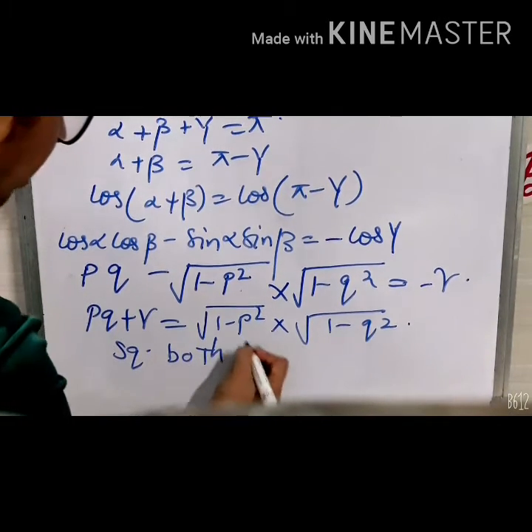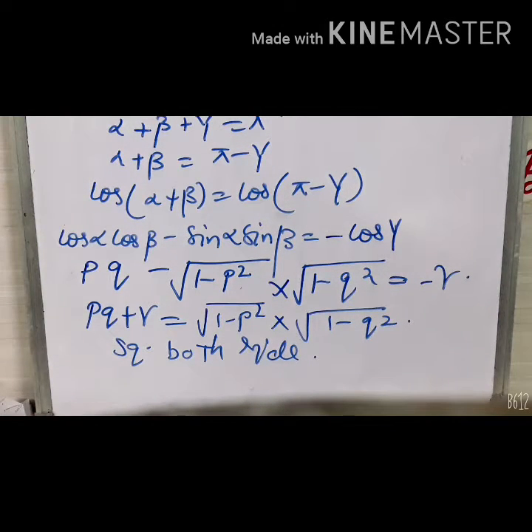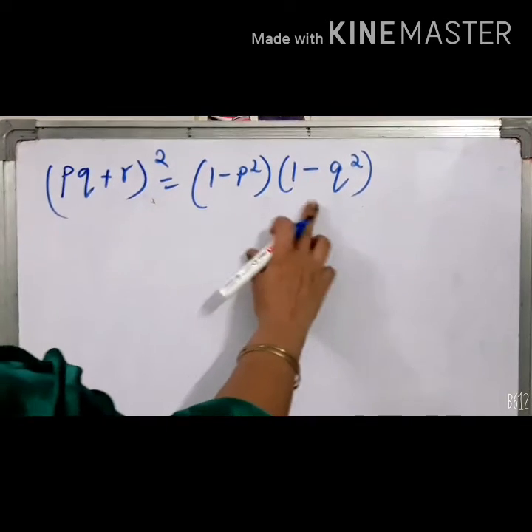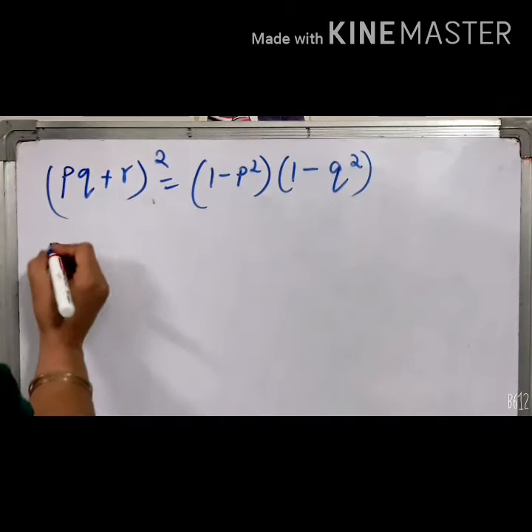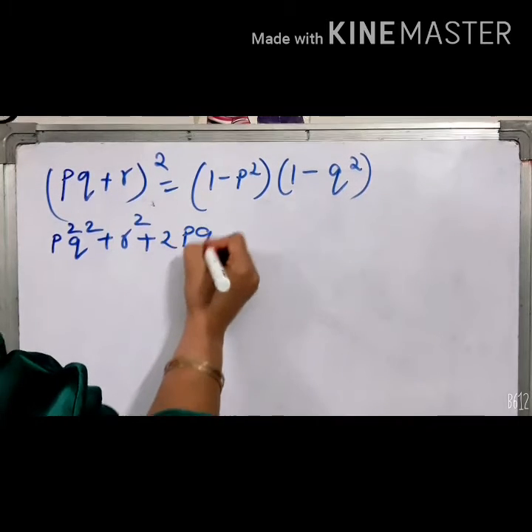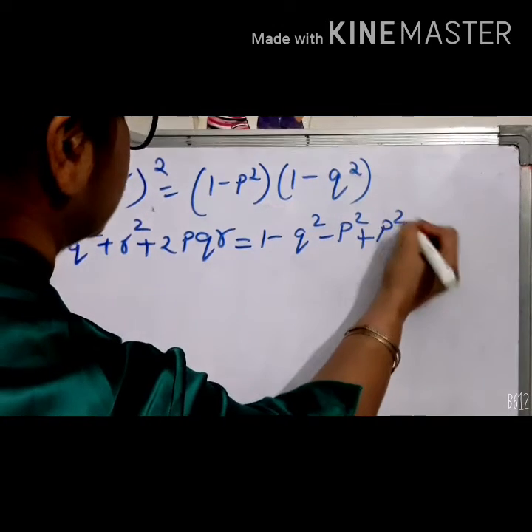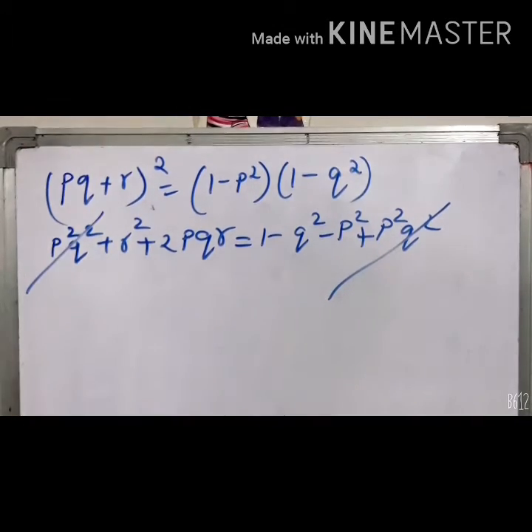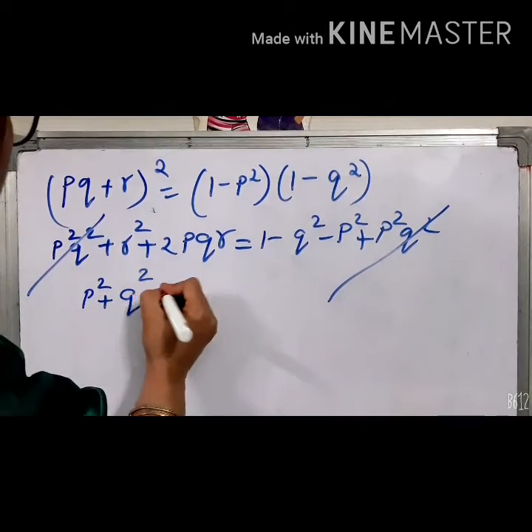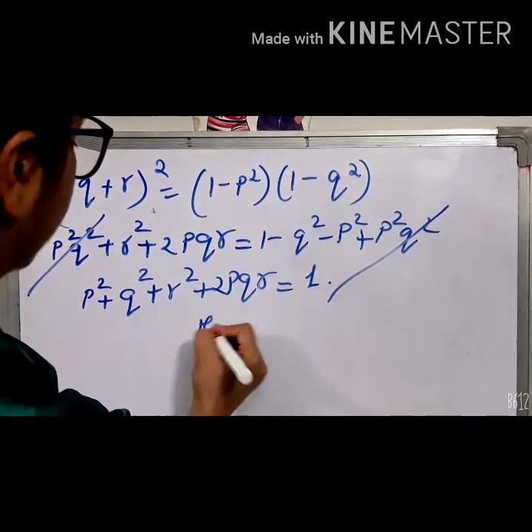What will we do? Squaring both sides. It becomes PQ plus R whole square is equal to 1 minus P square into 1 minus Q square. Open the bracket. It becomes P square Q square plus R square plus 2PQR is equal to 1 minus Q square minus P square plus P square Q square. This and this got cancelled. I am shifting everything to this side. It becomes P square plus Q square plus R square plus 2PQR is equal to 1. Hence proved.